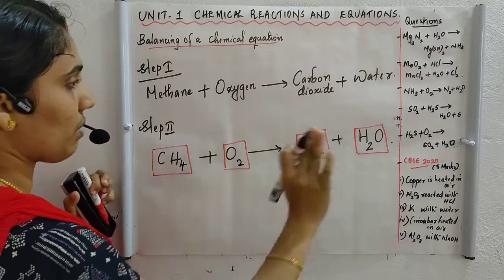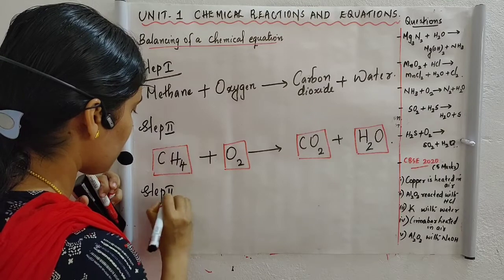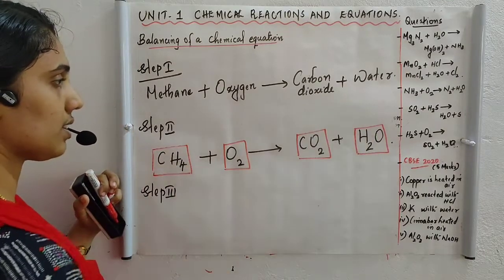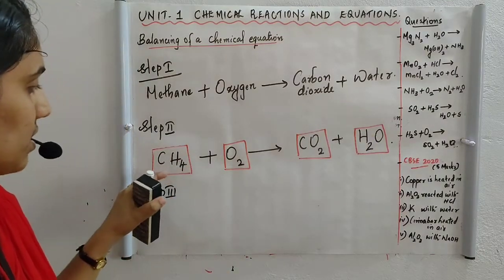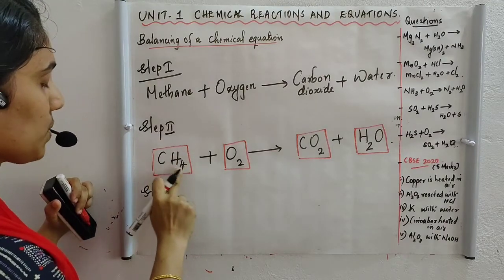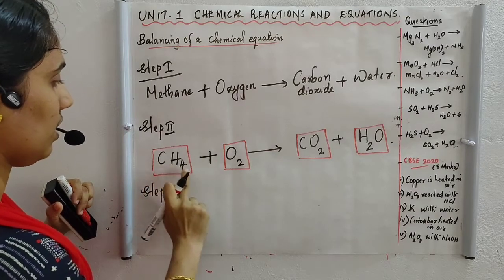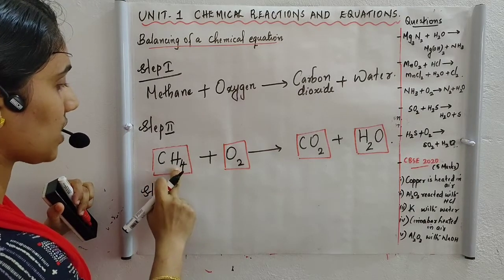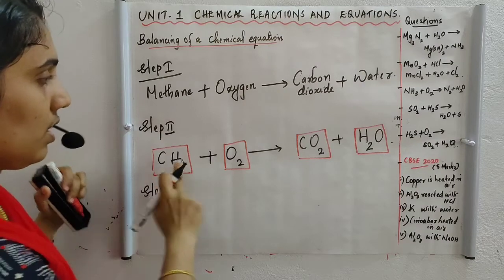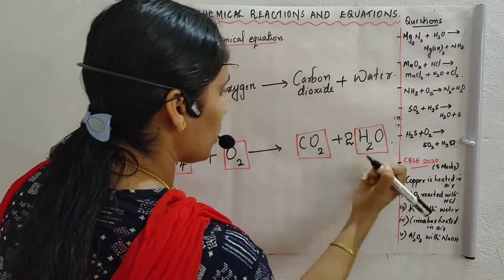So here you have to select step 3. You just start balancing. Here consider the biggest formula. Which is the biggest formula here? Here it is 1 plus 4, a total of 5 atoms. So you can start balancing from here. There hydrogen is more, hydrogen number is 4 here. This side only 2. So in order to make it 4, you can put 2 here.